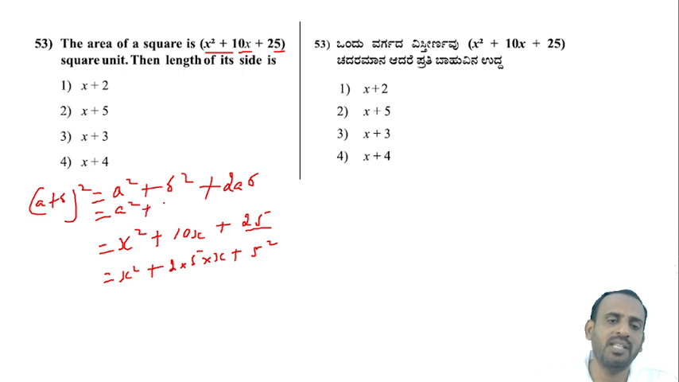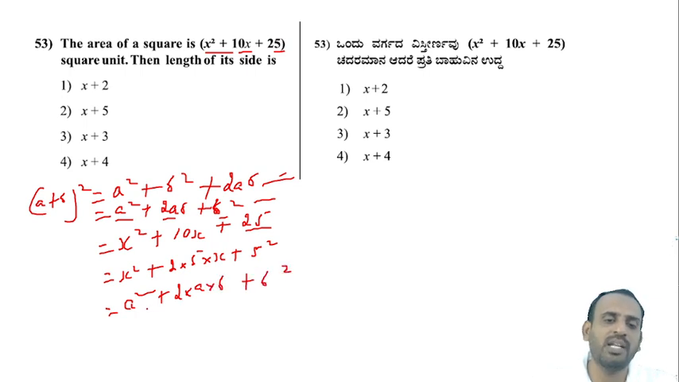a square plus 2ab plus b square. We can use this method or this method, absolutely fine. So here a square plus 2ab plus b square. So I'll write it here once again: a square plus 2 into a into b plus b square.